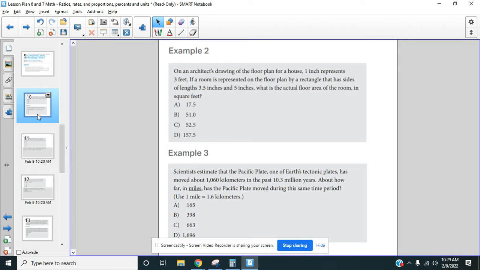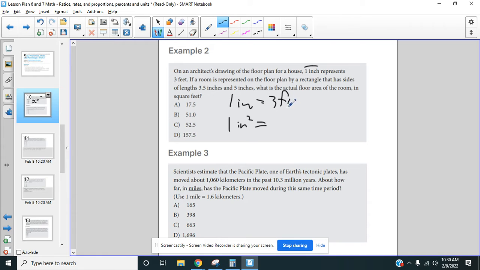Example 2. There's the solution the way that we did one, and there's a way that the SAT has a solution. I want to go through both, okay? So the way that we did this the other day was we said 1 inch equals 3 feet. What's 1 square inch? How many square feet? 9 square feet. You have to square both sides, right? So then you could use this to figure out the area that way.